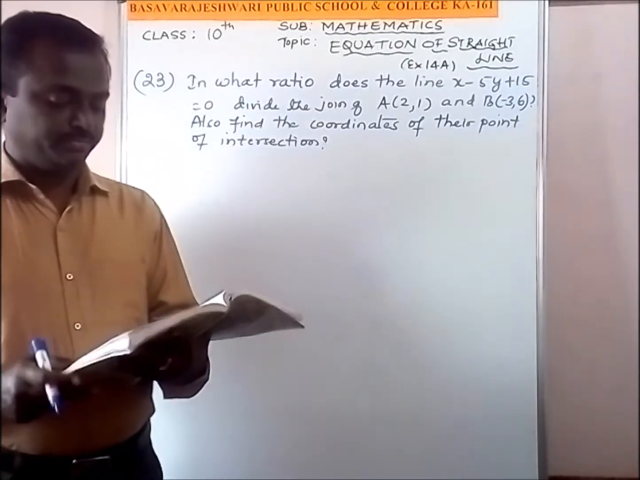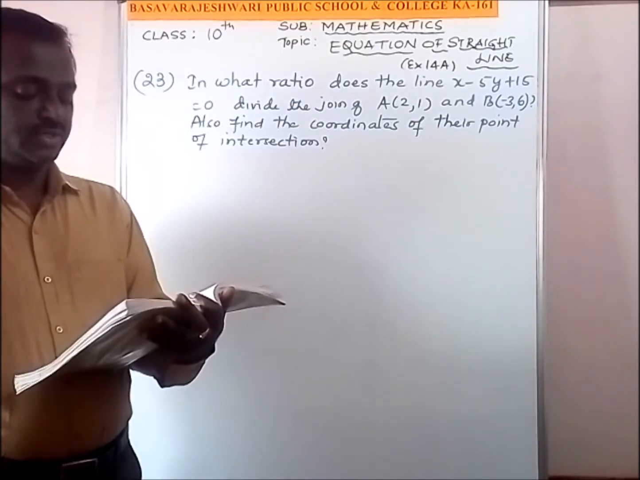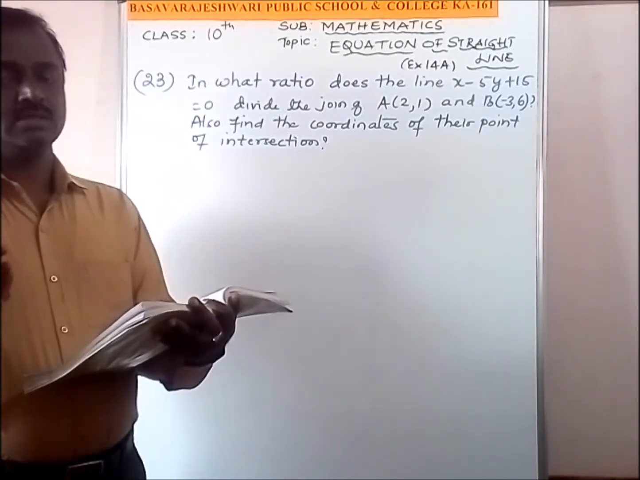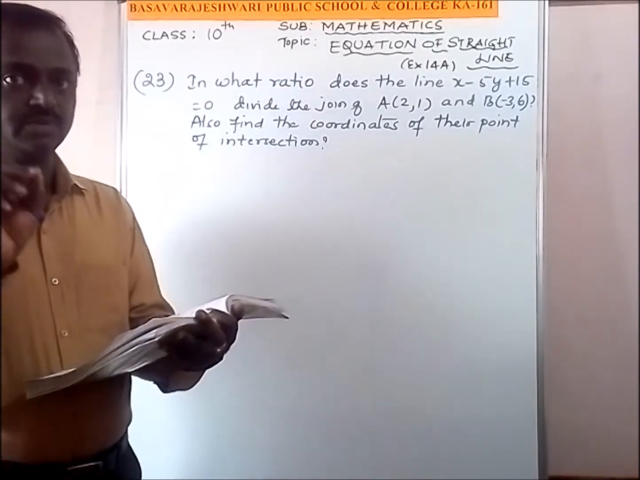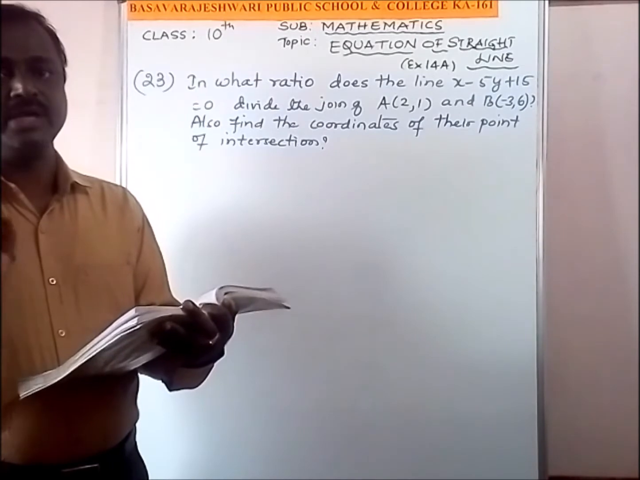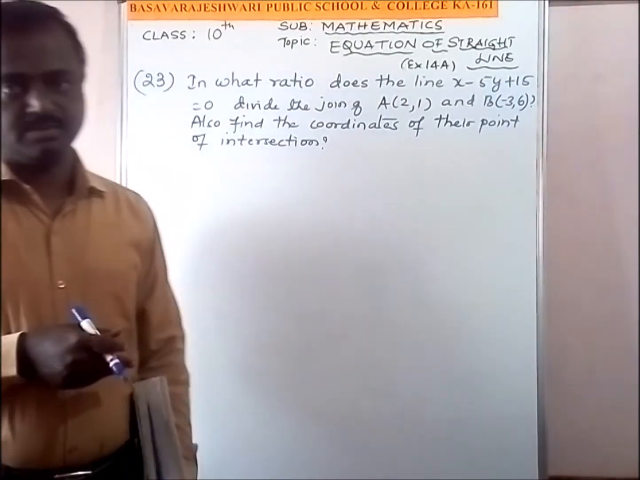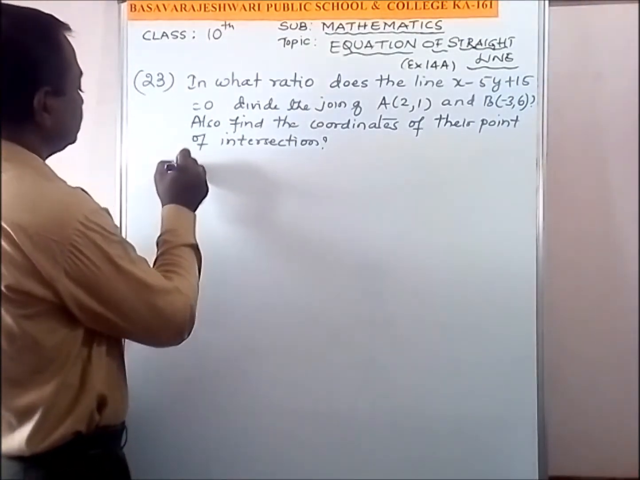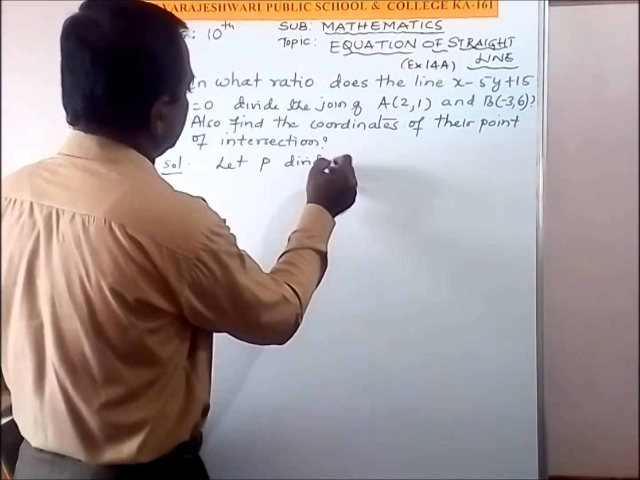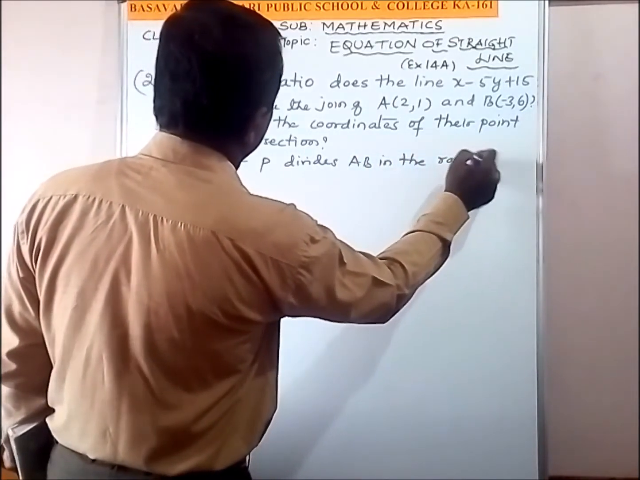Question number 23. In what ratio does the line x minus 5y plus 15 is equal to 0 divide the join of A and B? That means this line is intersecting the line AB at some point P. Let us think that P divides AB in the ratio k is to 1. That is the previous chapter sum, isn't it? Let P divide AB in the ratio k is to 1.